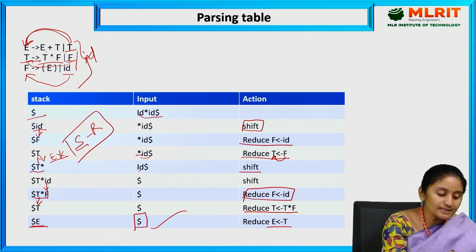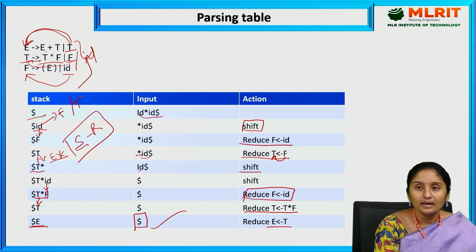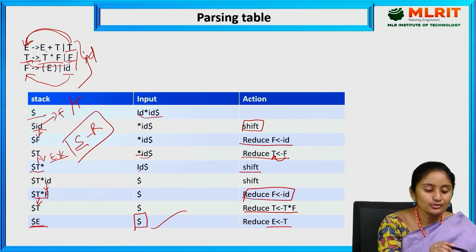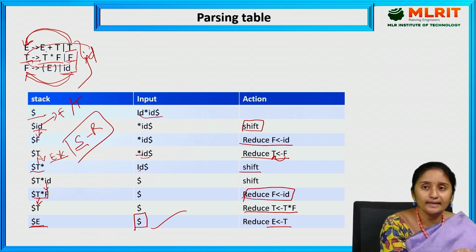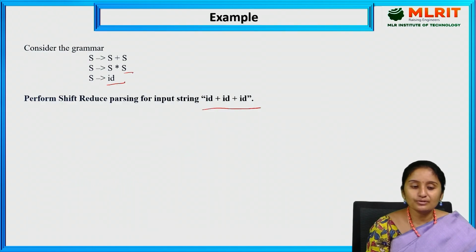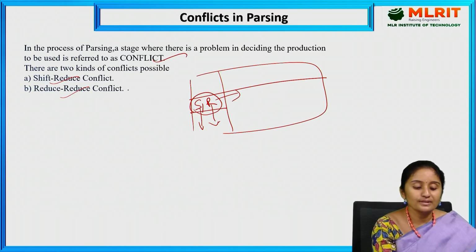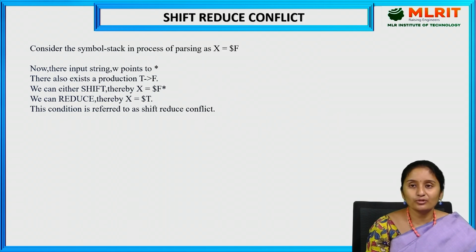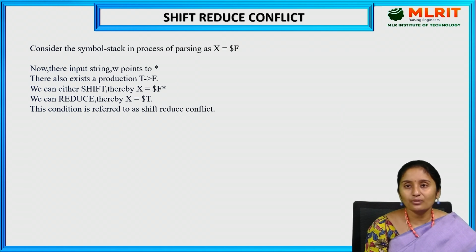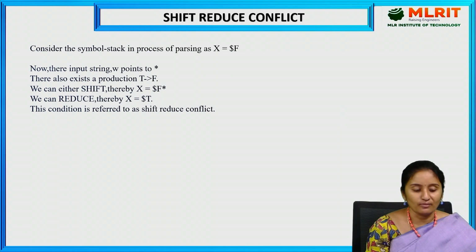Now, this ID can be replaced with F or ID can be replaced with T. This is a reduce reduce conflict. I'm finding ID in F and I'm finding ID in T. So which one do I need to reduce? Which one do I need to apply? These are the two conflicts possible, shift reduce conflict and reduce reduce conflict. These conflicts occur in LR parsing algorithms. There are four types of parsing algorithms: LR(0), LALR(1), CLR, SLR, and there you will find these conflicts.